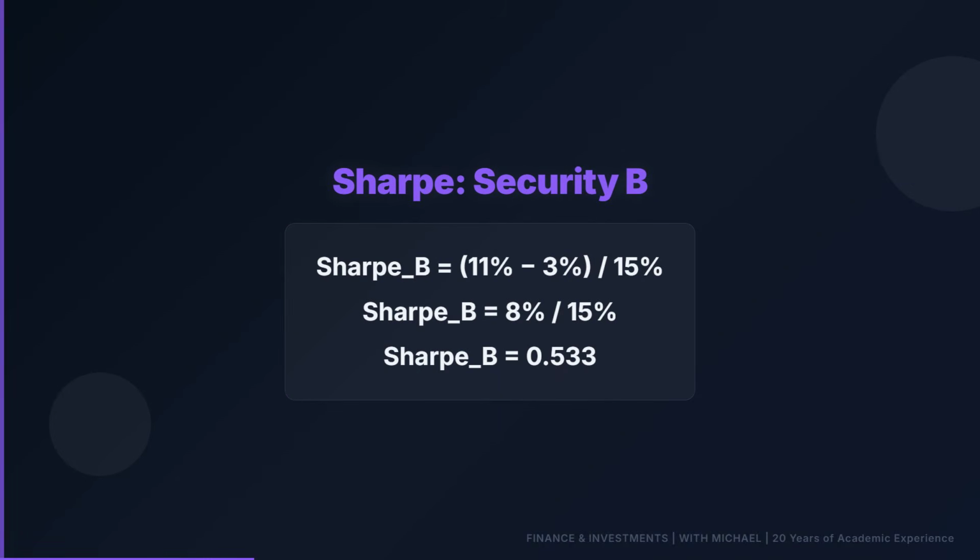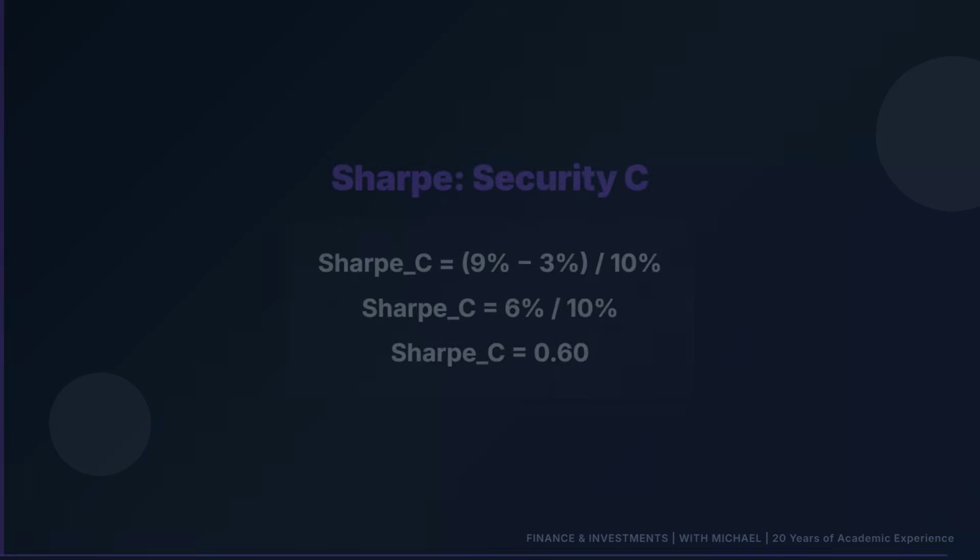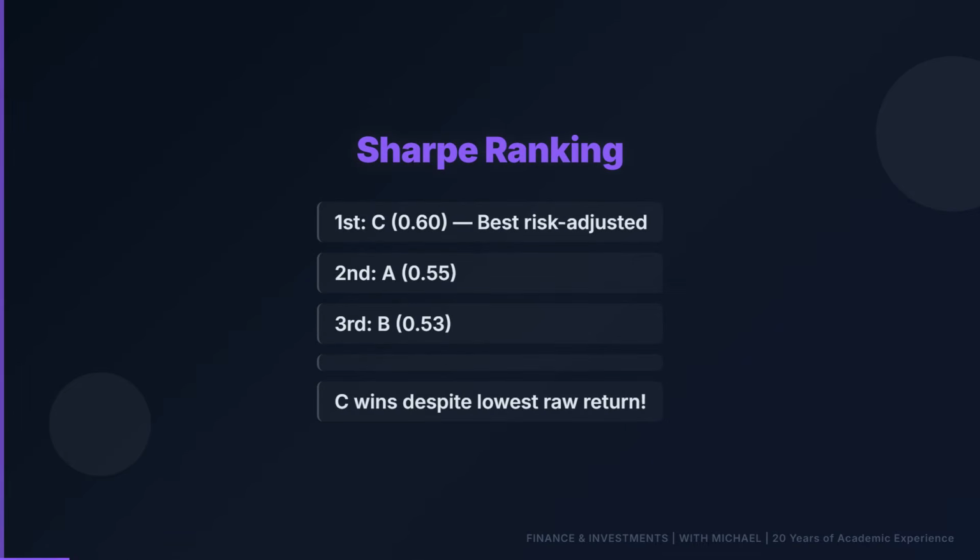The Sharpe Ratio, named after Nobel laureate William Sharpe, measures excess return per unit of total risk. The formula is the return of the portfolio minus the risk-free rate, all divided by the standard deviation of the portfolio. Sharpe equals RP minus RF, divided by sigma p. Suppose the risk-free rate is 2%. For security A, Sharpe equals 5.5 minus 2 divided by 4.55. That is 3.5 divided by 4.55, which equals 0.77.